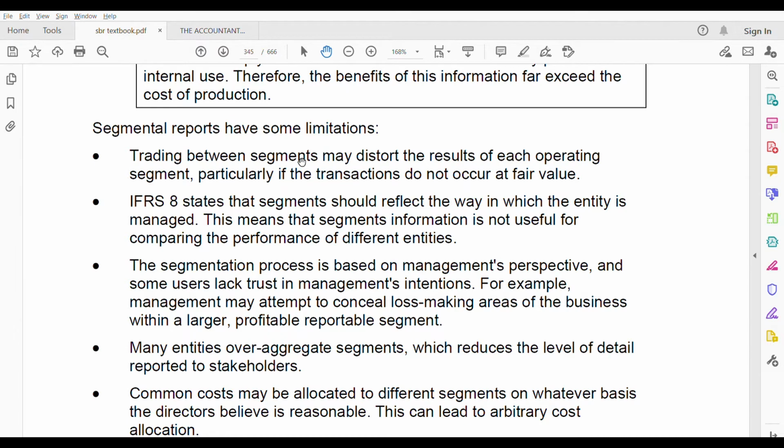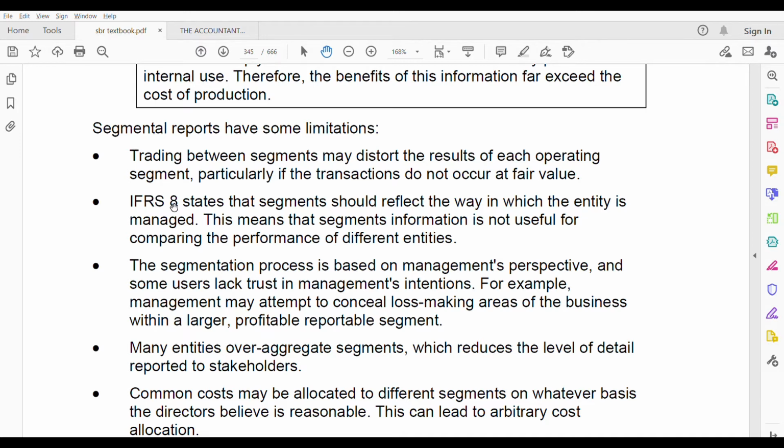Trading between segments may distort the results of each operating segment. Yes. Particularly if the transactions do not occur at fair value. When you do the transactions, trading, selling and buying between the segments, most of the time it might not be at fair value. So because of this, it distorts the results. One segment might be earning too much, the other one will be losing, the other one will be profit. The profit will be too high for the other segment.